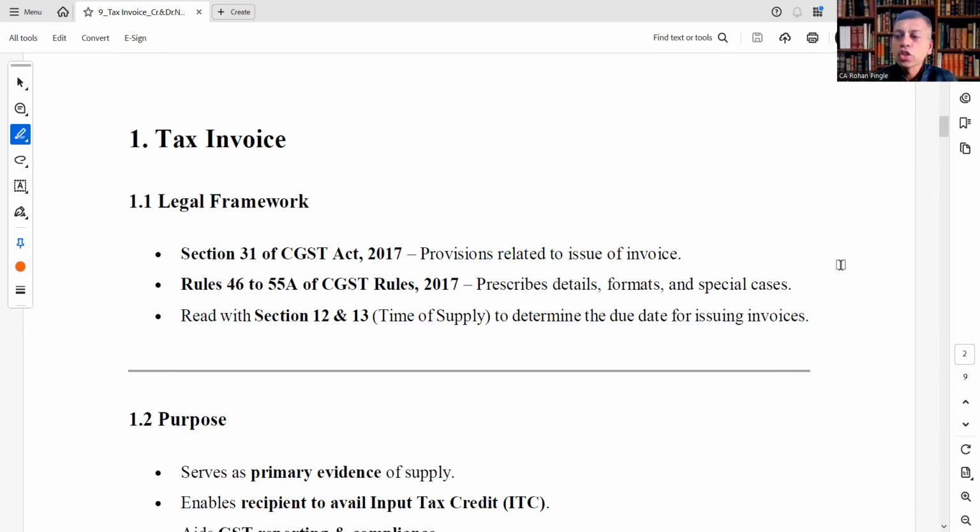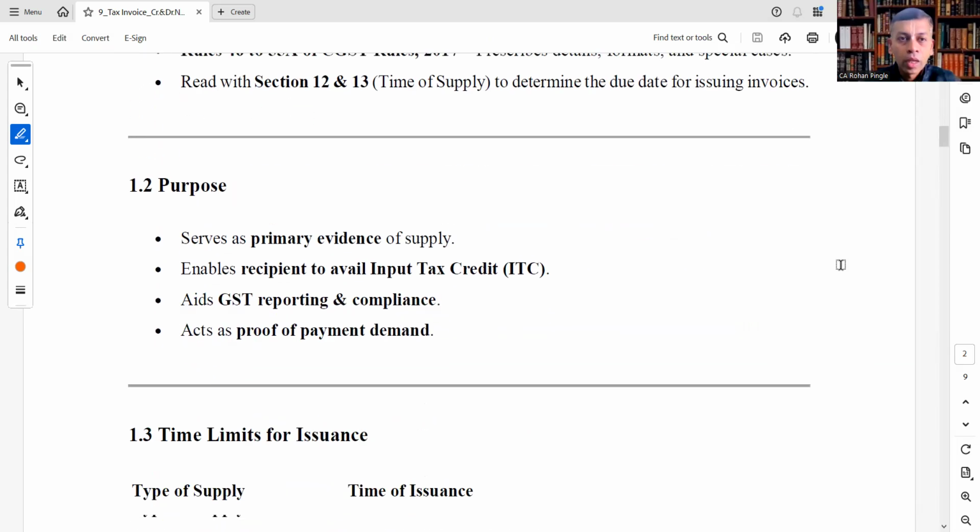Means sections 12 and 13 are related to time of supply, which determines the time of issue of the invoice. That is part of section 12 and section 13. So that is also relevant, and we have already seen the time limit in the time of supply chapter.